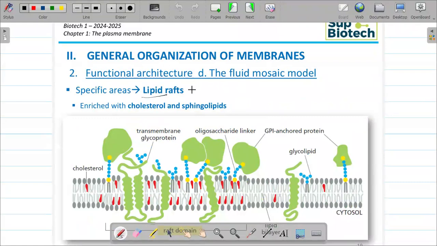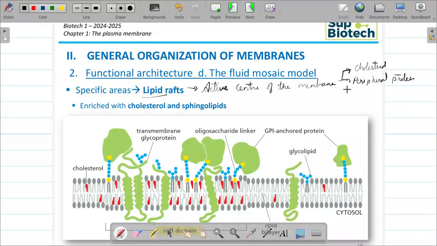So, what are these lipid rafts? These are some active centers of the membrane. Already, the lipid is a highly reactive center, but in that we have some lipid centers. They are made up of cholesterol, they are made up of some proteins, which are your peripheral proteins, and we have some conjugated lipids.